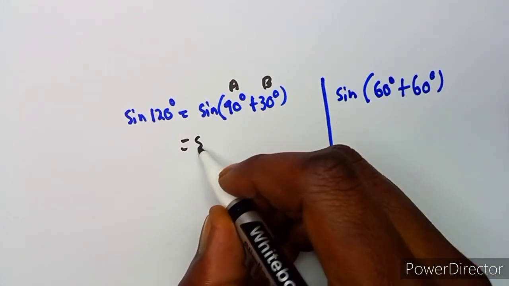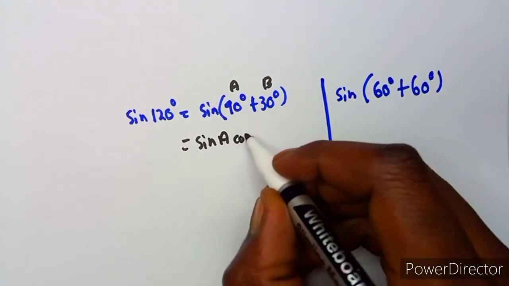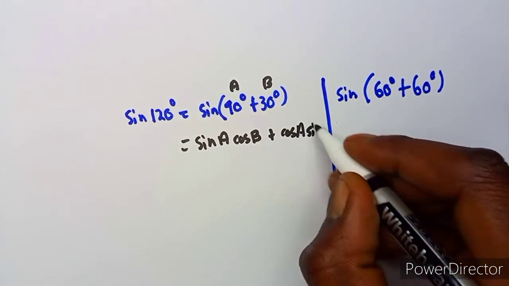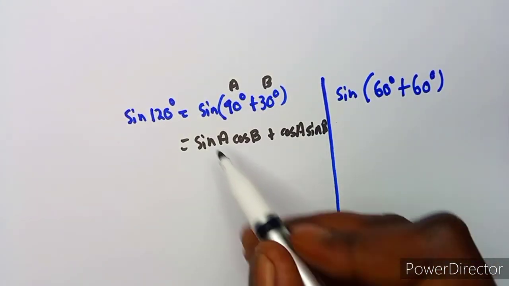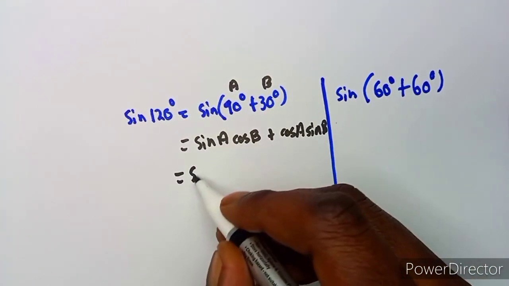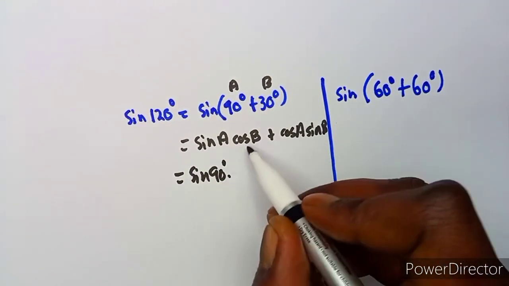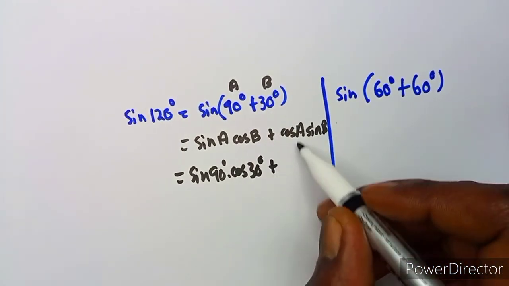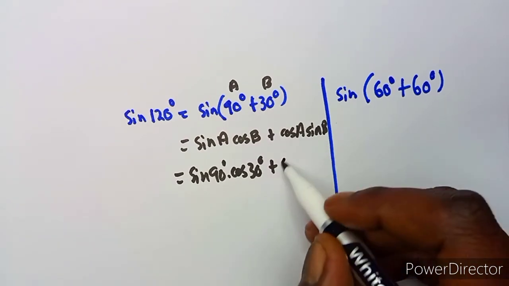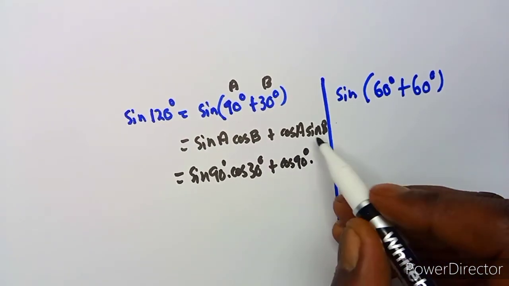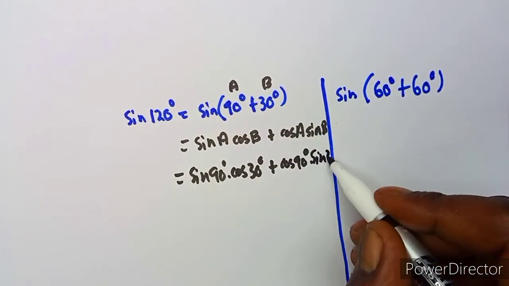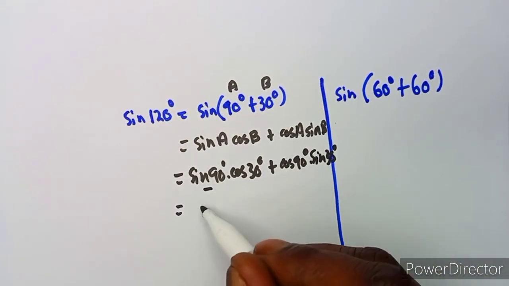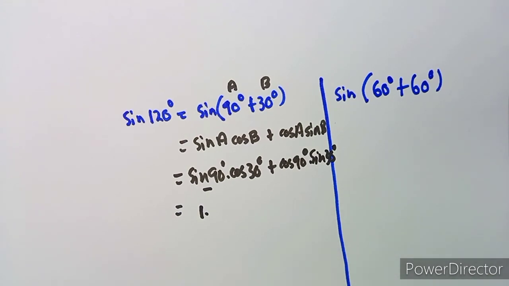So remember, sine is going to be sine A cos B plus cos A sine what? Sine B. So that's sine 90 degrees times cos B, which is cos 30, plus cos A, which is cos 90 degrees times sine B, which is sine 30 degrees. Okay, sine 90, we talked about this. We said this is 1 times cos 30.